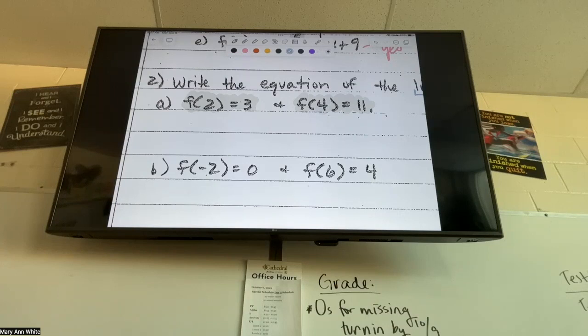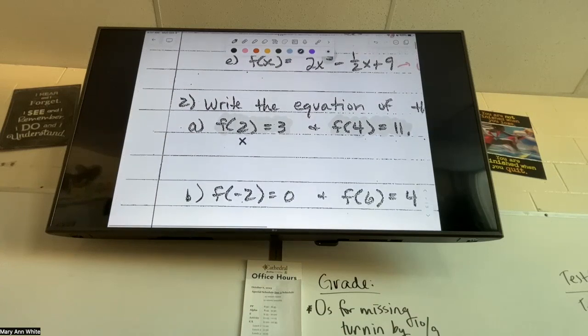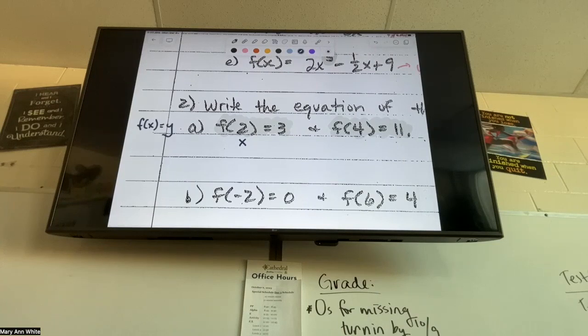Okay, which value there is your x? 2. Normally it's written as f of x equals y. So that number in parentheses is my x, and that means that 3 is my y. So we can label those x1, y1, and we can label the other one. What's my x in f of 4 equals 11? 4 is your x, and what's your y? 11. So we've got x1, y1, x2, y2. This is the exact same problem as if I listed it 2, 3, and 4, 11. I just put it in function notation.